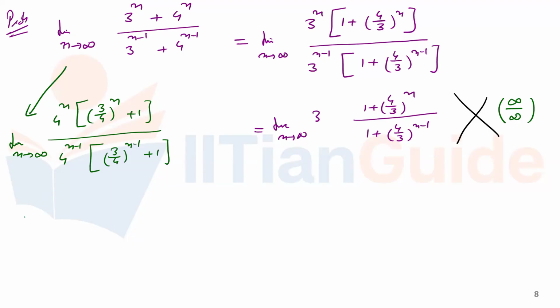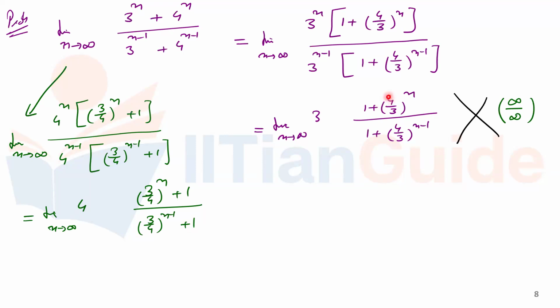Okay. Now, what I am saying, I am getting limits n tending to infinity, 4 power n divided by 4 power n minus 1 gives me 4. After that, I am left with 3 by 4 whole to the power n plus 1. In the denominator, 3 by 4 whole power n minus 1 plus 1. I got this term. Now there is a difference. I can get a result here.